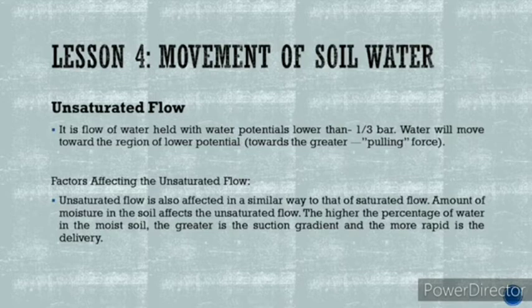Amount of moisture in the soil affects the unsaturated flow. The higher the percentage of water in the moist soil, the greater is the suction gradient and the more rapid is the delivery.